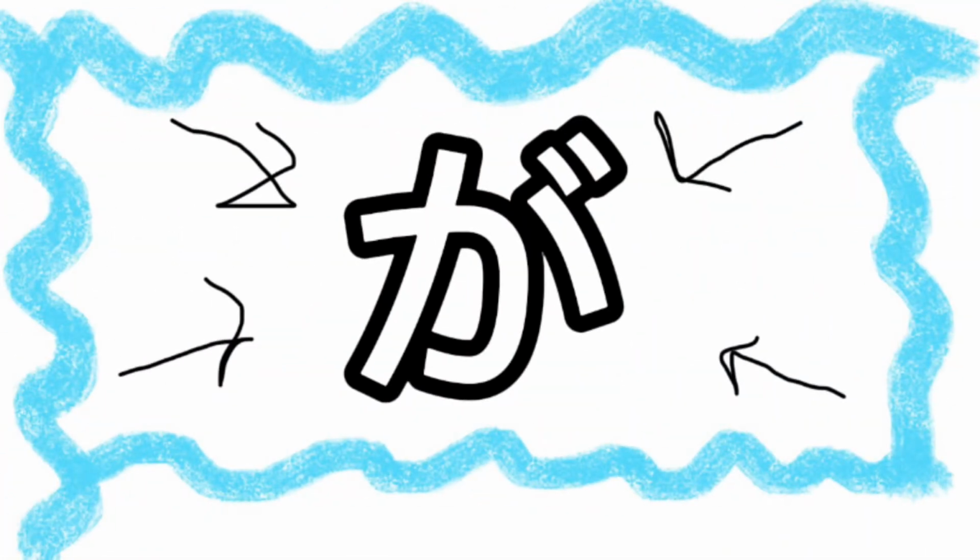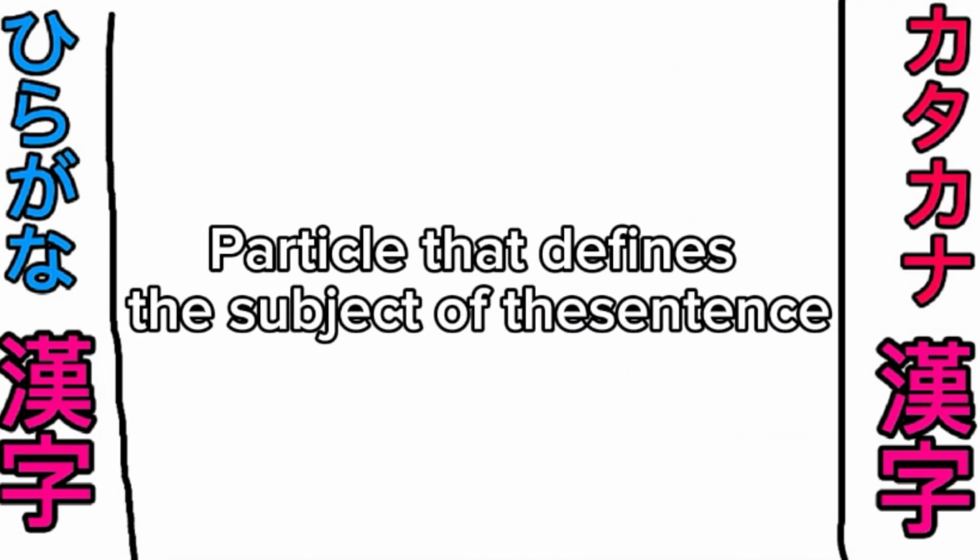The first particle we're starting off with is ga. And ga is the particle that tells you what the subject of the sentence is. It tells you what the sentence is focusing on and what the main focus is. I know I kind of doubled down on that, but you have to understand, not a lot of people know what the subject is. So as your teacher, I have to understand that and work around it. But for those who are terrible with explanations and would rather prefer an example, I got you.